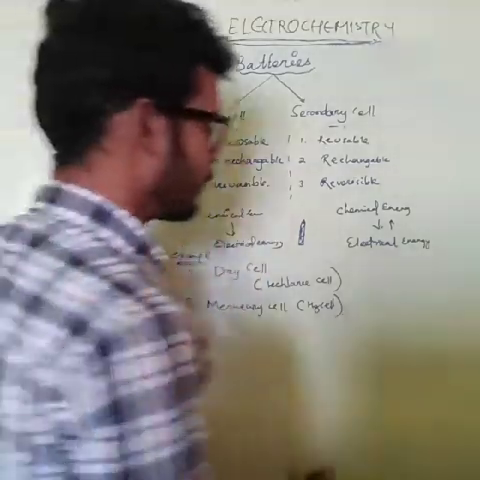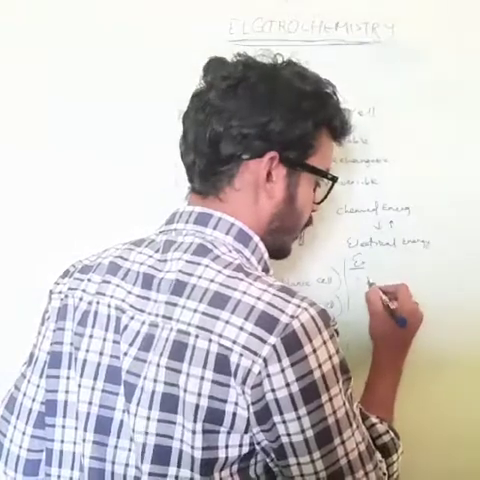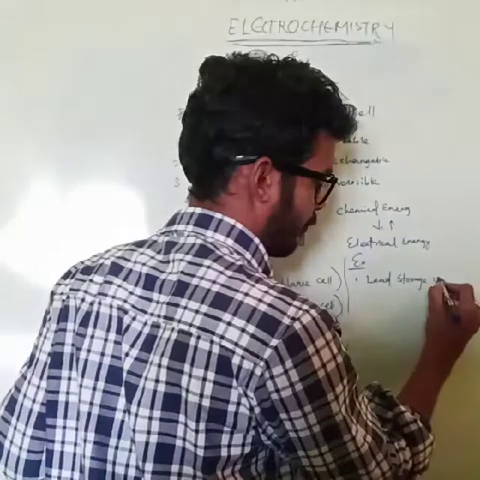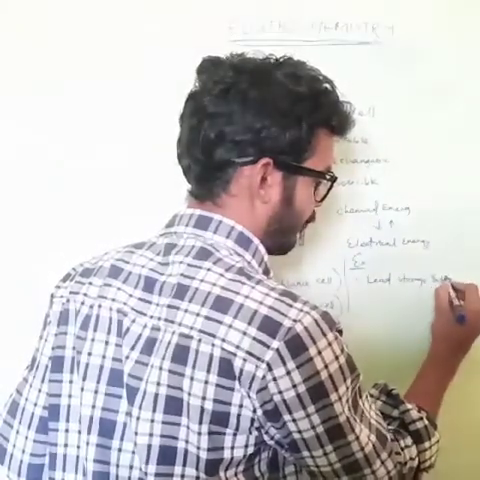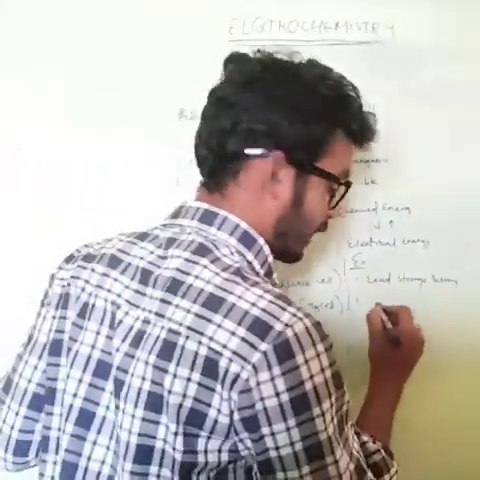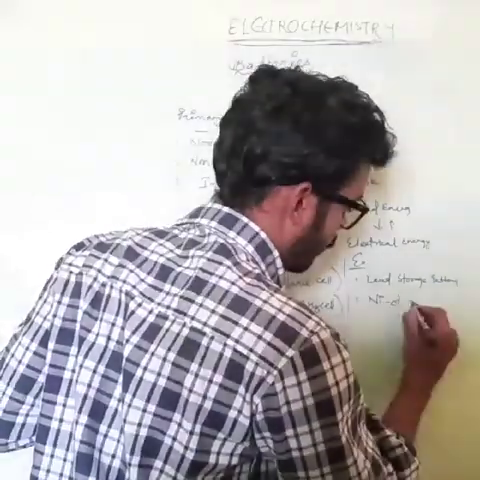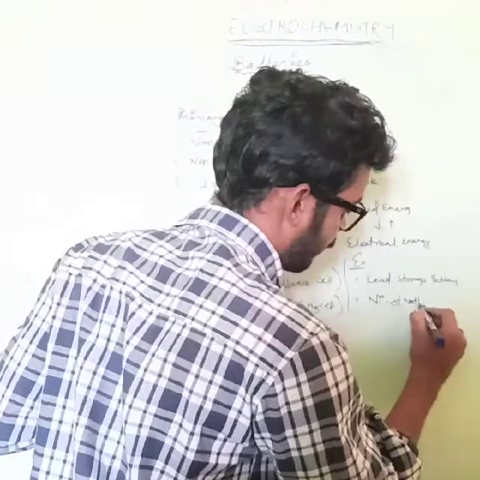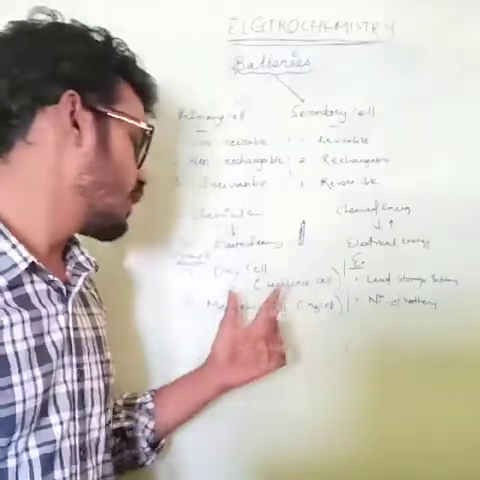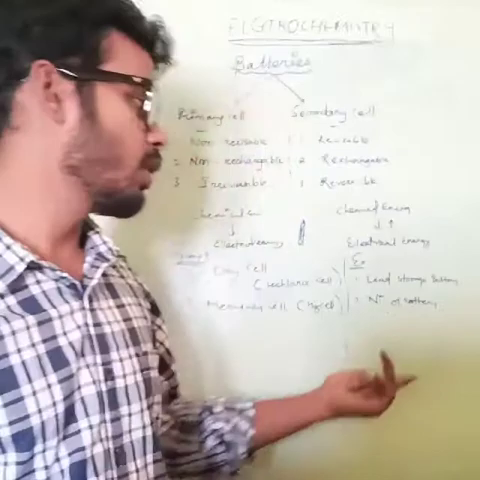So in the secondary cell, examples are lead storage battery, lead storage battery, and simultaneously nickel cadmium battery. Okay, dry cell and mercury cell will be under your primary cell. Secondary cells are lead storage battery or nickel cadmium battery.